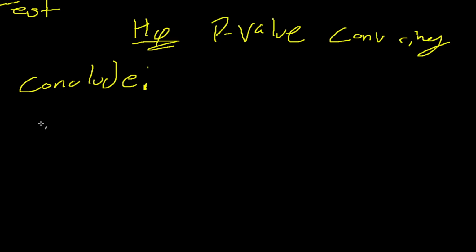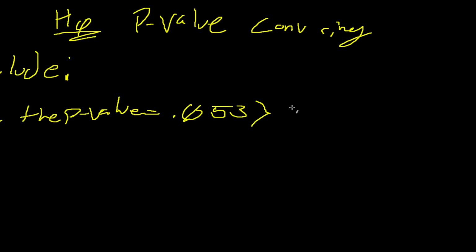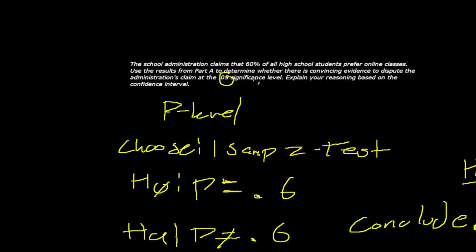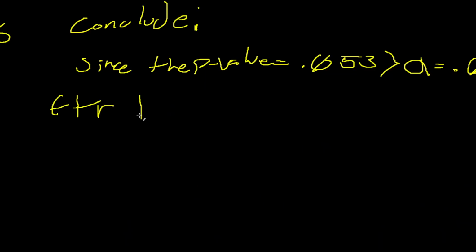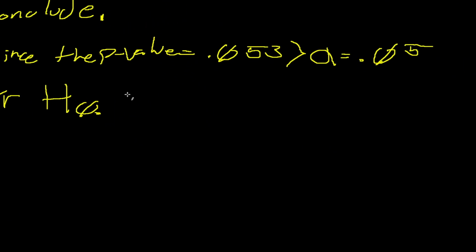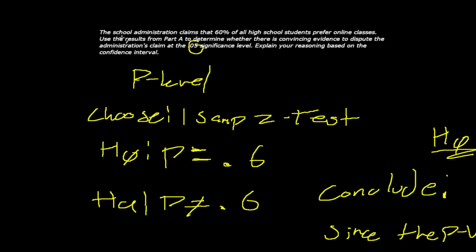We are going to say, since the p-value equals 0.053, which is greater than the alpha value, which equals 0.05, this 0.05 significance level, we fail to reject the null hypothesis. And now what we need to say is we did not find convincing evidence that the administration's claim is false. So we found no convincing evidence.